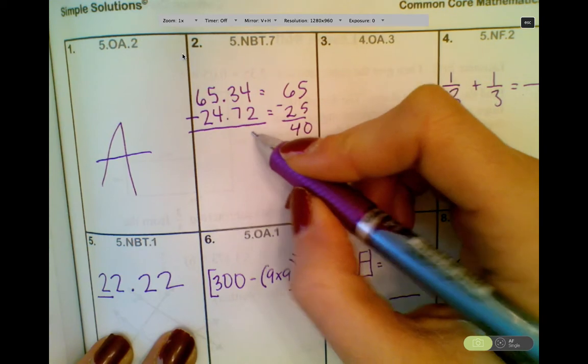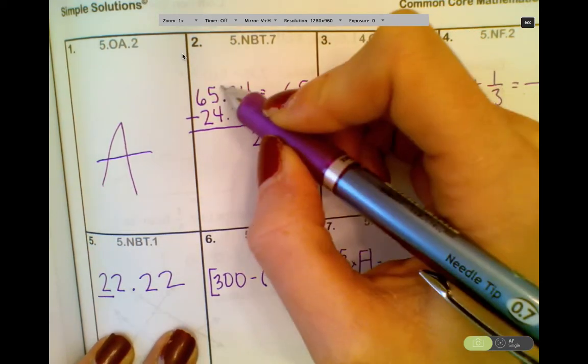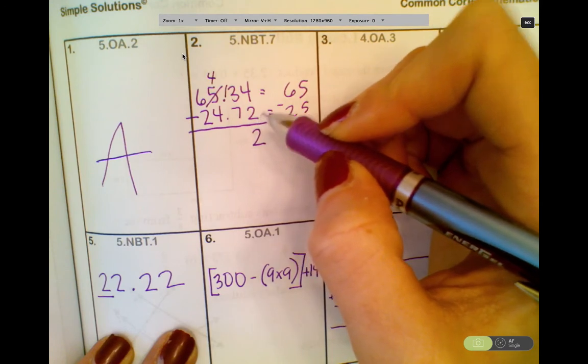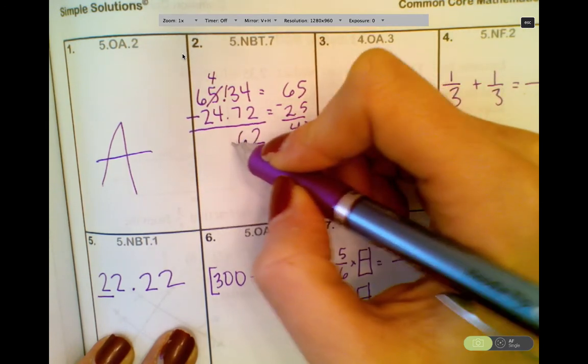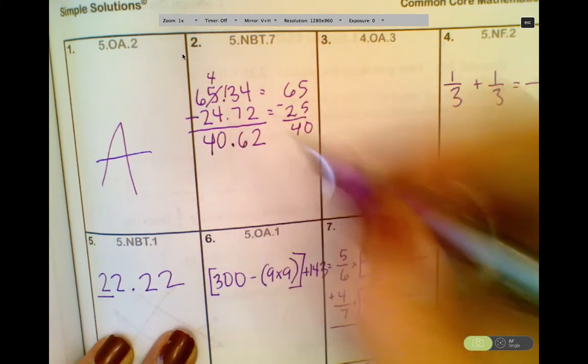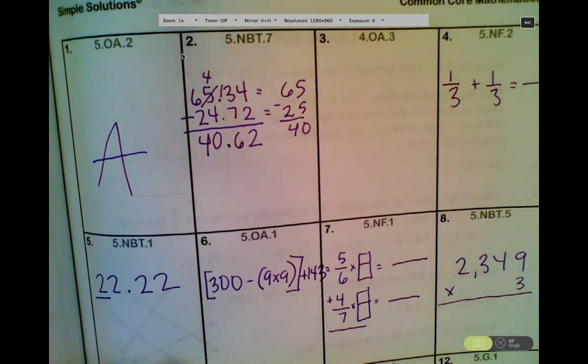4 minus 2 is 2. We can't do 3 minus 7, so we'll borrow. 13 minus 7 is 6. 4 minus 4 is 0, and 6 minus 2 is 4. So your answer is 40 and 62 hundredths.